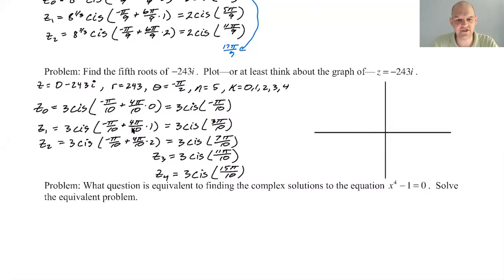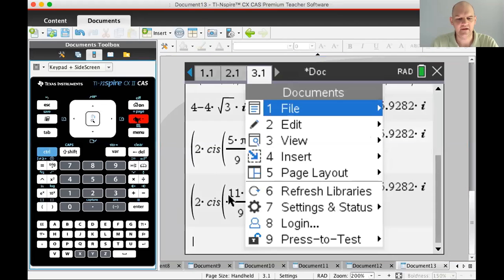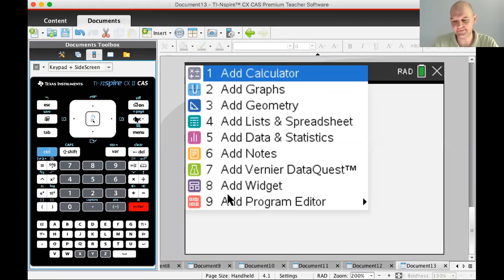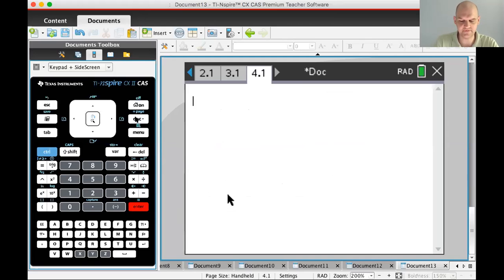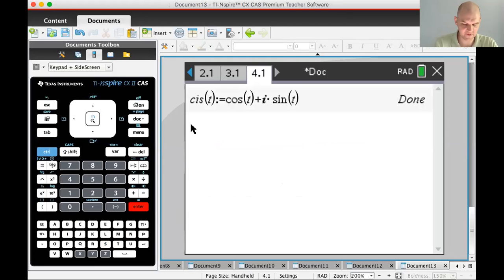So first, I'm going to check on the calculator and see if I got them right. How can I best do that? I'm going to start a new problem so I can show you, in case you're just jumping in here. First, I like to define cis as its own function, and that's cosine of t plus i, which if you're typing, you can type @i and it'll become the imaginary i. If you're on the keyboard, just hit the pi key twice, I think. So now this has a built-in cis, and now I can use that.